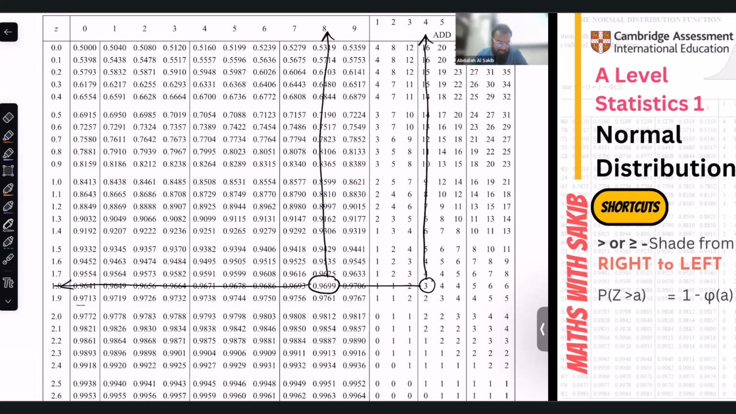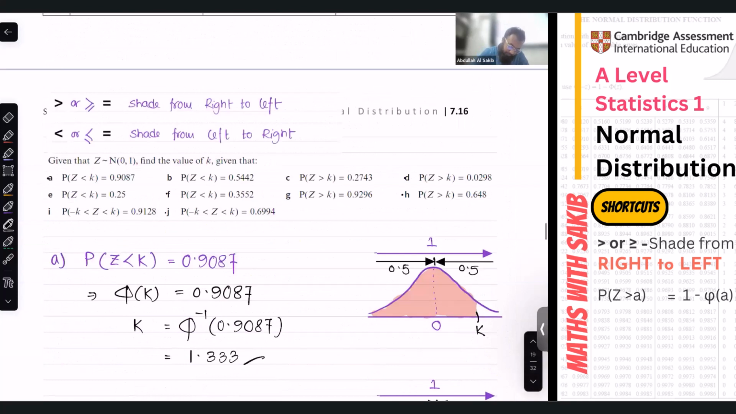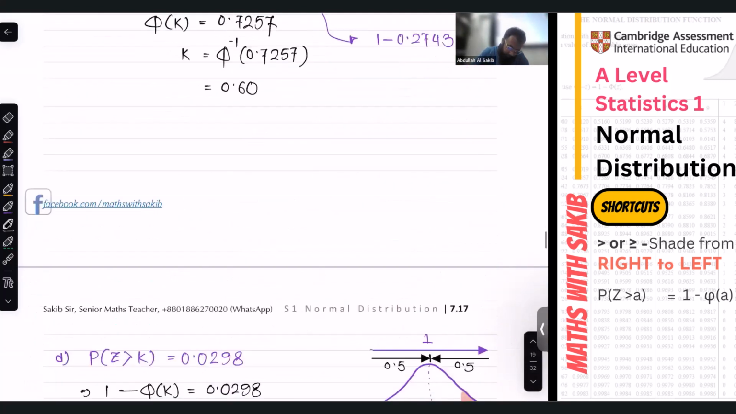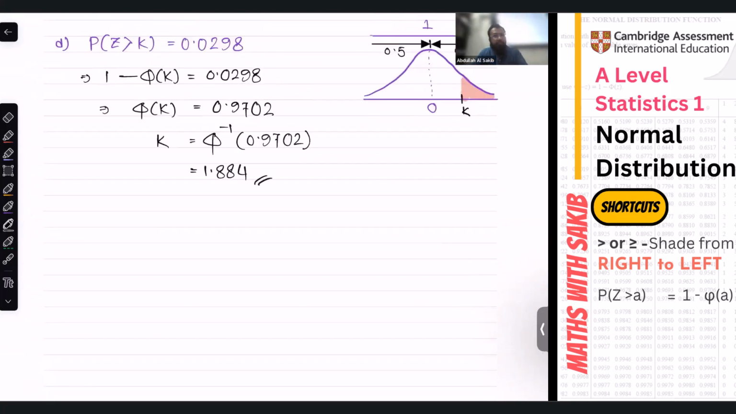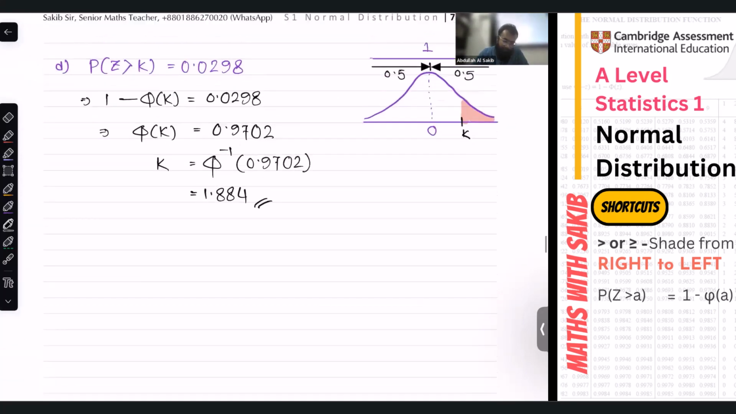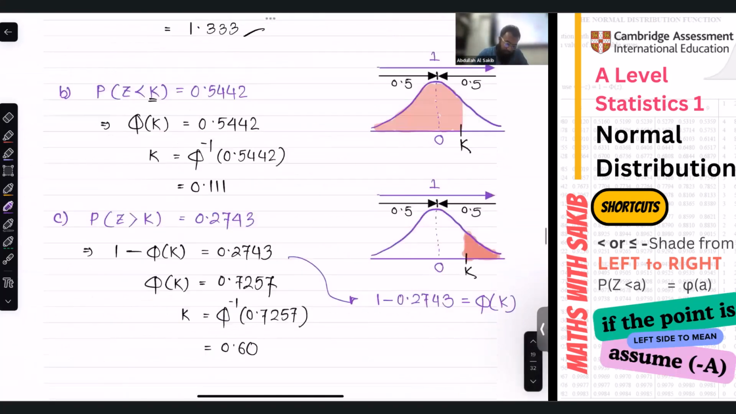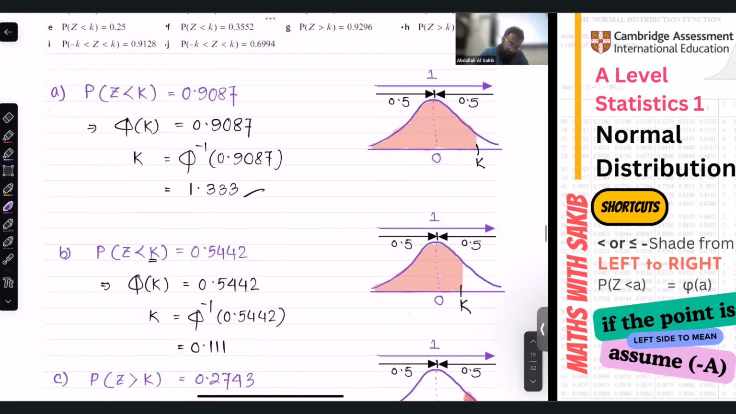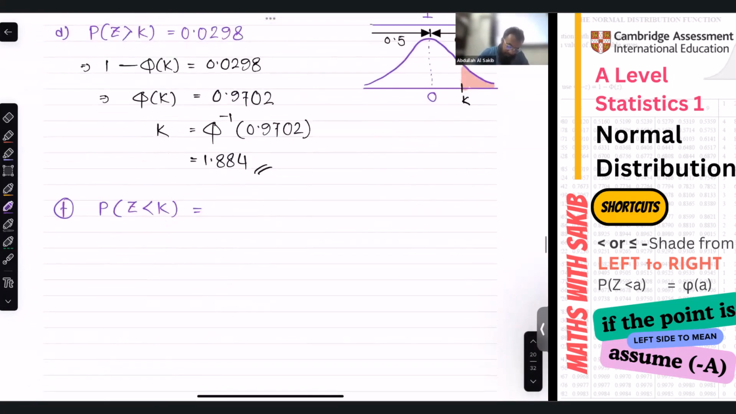So 1.884. Clear? So 1.884. Done. Easy? Very easy. Next. Babara, don't make sound. 0.3552.